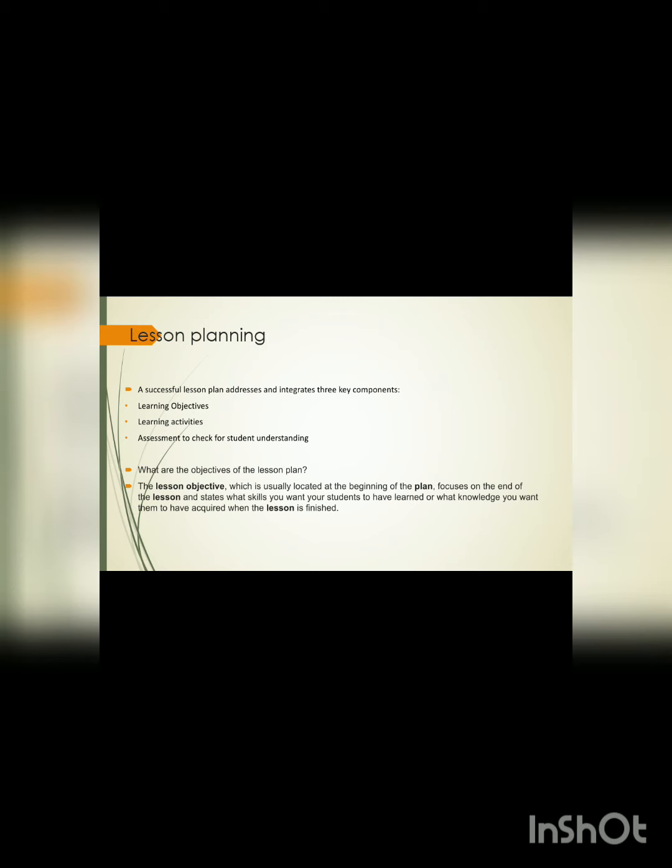A successful lesson plan addresses and integrates three key components: learning objectives, learning activities, and assessment to check for students' understanding. What are the objectives of the lesson plan? The lesson objective, which is usually located at the beginning of the plan, focuses on the end of the lesson and states what skills you want your students to have learned or what knowledge you want them to have acquired when the lesson is finished.